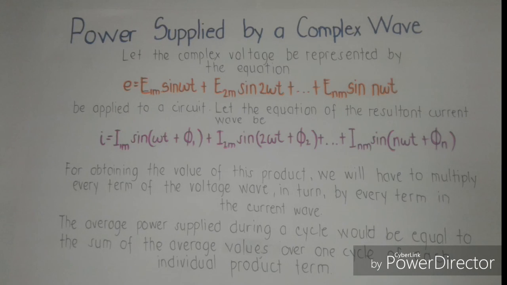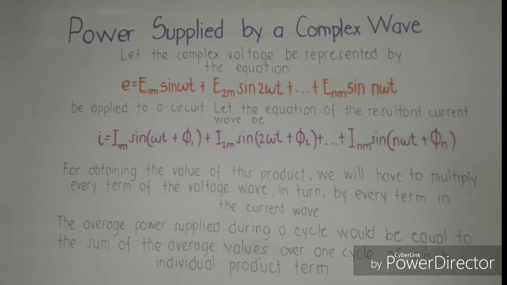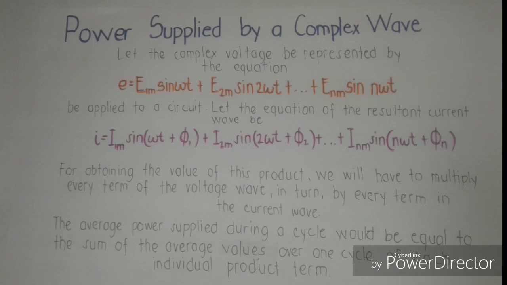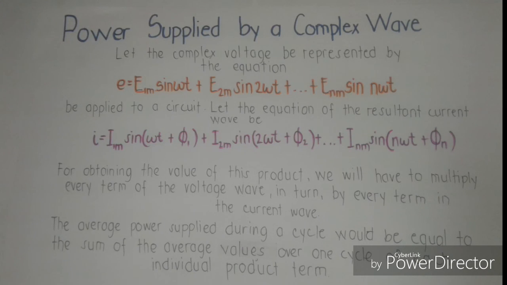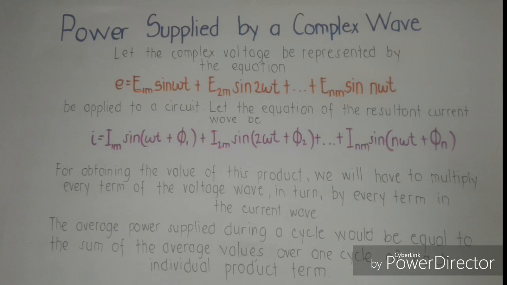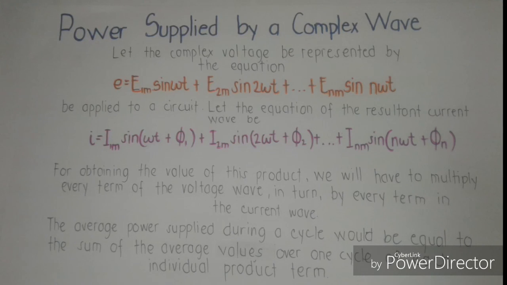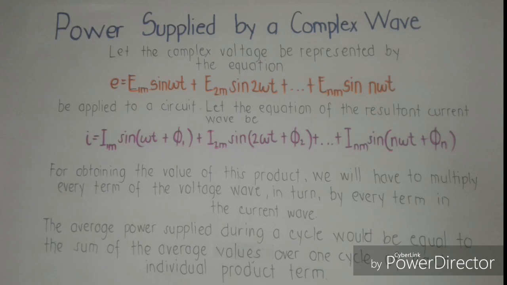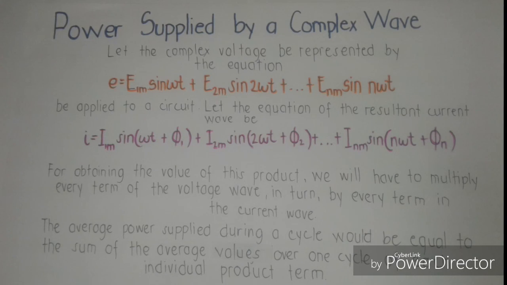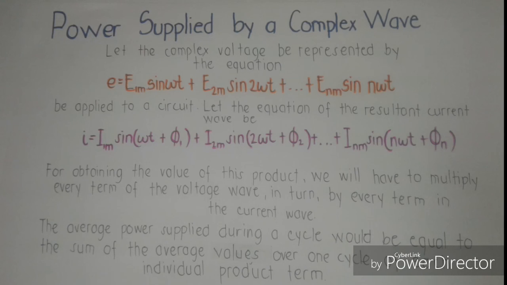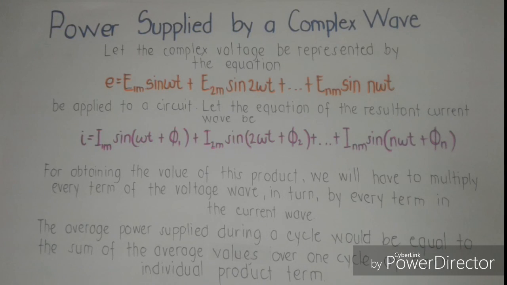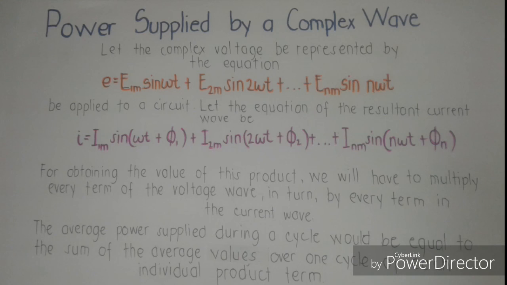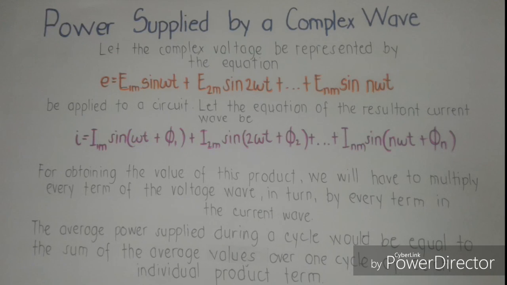Power supplied by a complex wave. Let the complex voltage be represented by the equation voltage E equals E sub 1m sine omega t plus E sub 2m sine 2 omega t and so on, be applied to a circuit. Let the equation of the resultant current wave be current I equals I sub 1m sine quantity omega t plus theta sub 1 plus I sub 2m sine quantity 2 omega t plus theta sub 2 and so on. For obtaining the value of this product, we will have to multiply every term of the voltage wave in turn by every term in the current wave.